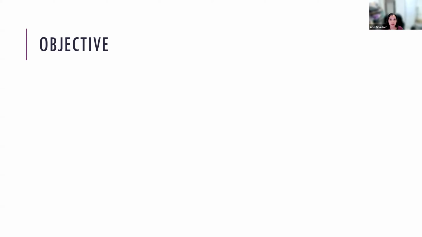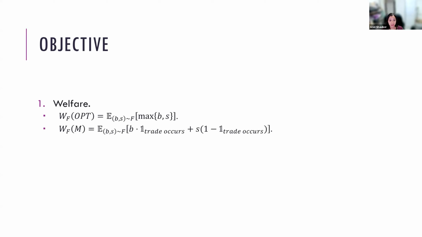Okay, so now for our objective, which is how we are going to measure the performance of our mechanism. Here there are two notions. The first one is welfare. And so the optimal welfare is the expected value of the maximum between B and S. And the welfare of a mechanism M is going to be the expected value of the agent who ends up with the item. We will mostly focus on welfare.